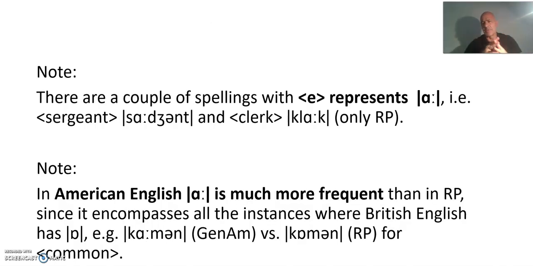Note, there are some spellings where you have long ah although it's spelled with an E. Sergeant, for example, sergeant or sergeant in American English, but in clerk, for example, a Brit would say clerk. An American would certainly say clerk, a spelling pronunciation, but a Brit would say clerk. The same is true, by the way, for Derby, the town in the Midlands, and Derby with horses or something like this. Americans would say Derby, but yes, Brits would say Derby.